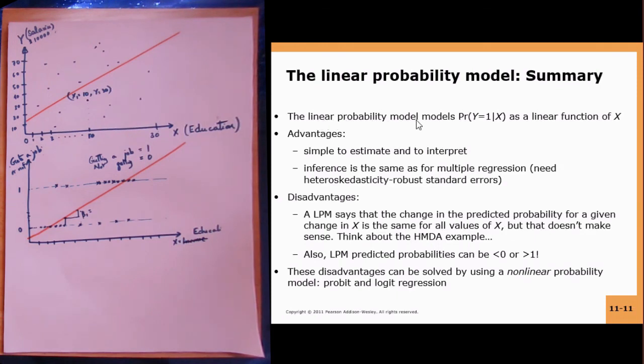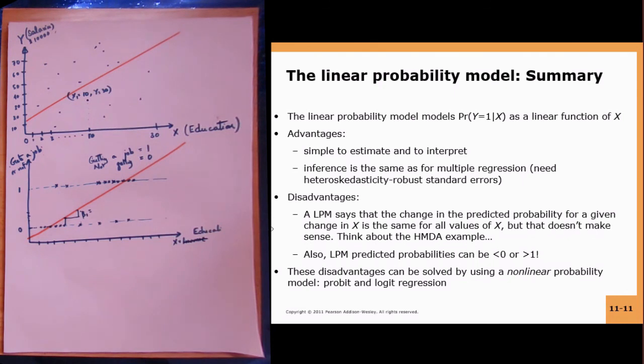So the linear probability model models the probability of y equals 1 given x as a linear function of x. What are the advantages of the linear probability model? One is that it is simple to estimate and to interpret. One unit increase in x leads to a beta 1 unit increase in the probability of y taking a value of 1. Now, inference will be the same as in multiple regression, and we need to use heteroscedasticity-robust standard errors.